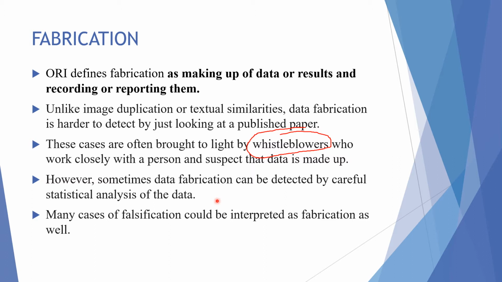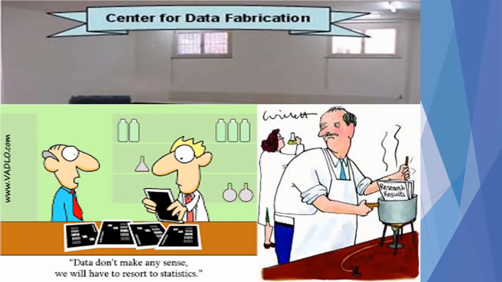Maybe they collect only 50 cases or responses for a particular questionnaire, but they report that 200 were collected. Certain statistical analysis might be able to detect that it's just 50 data points multiplied into 200. Many cases of falsification could be interpreted as fabrication as well. So that's why another word for fabrication is falsification, and another word for falsification is fabrication. We move to the next slide.